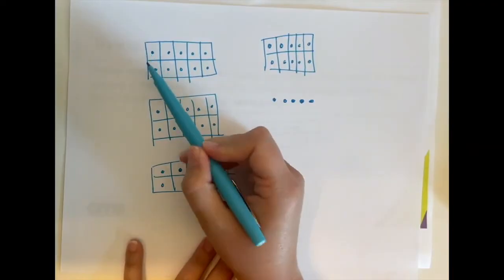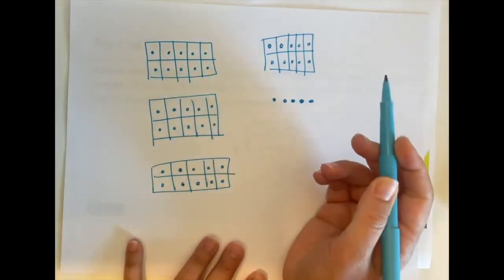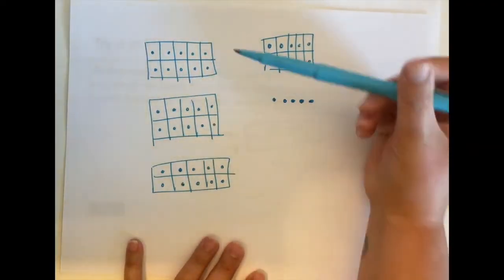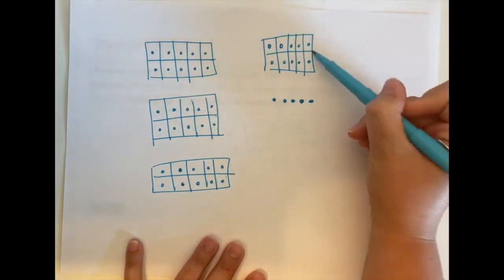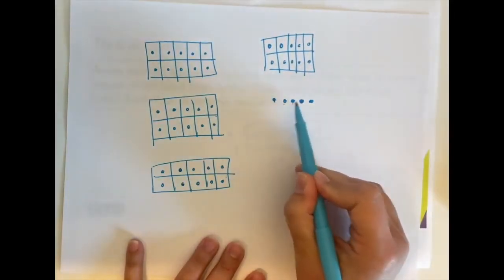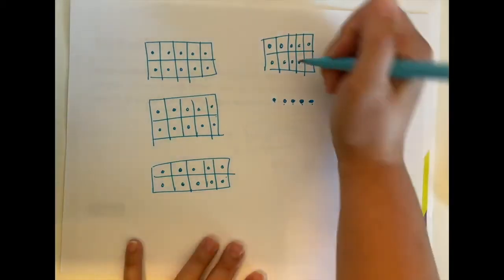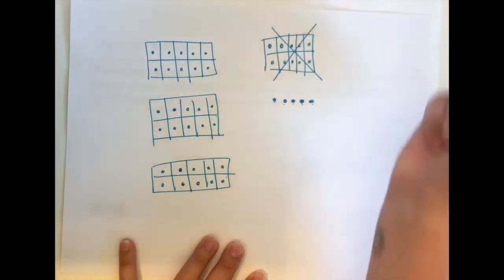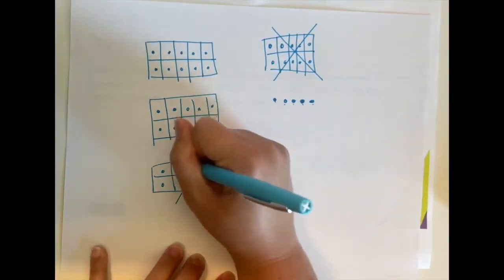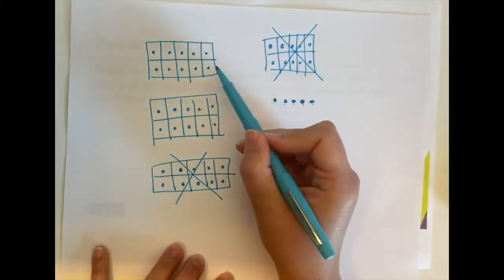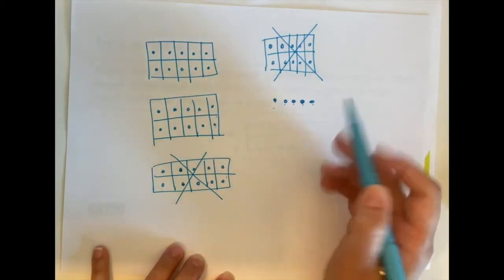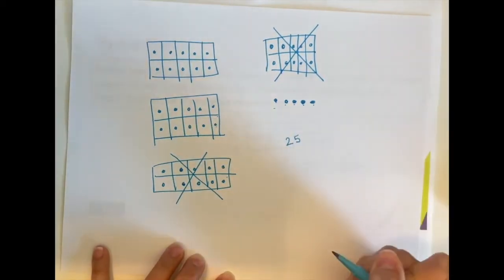Tens frames are a group of 10 in a frame. So here I have 10, 20, 30, 40, 41, 42, 43, 44, 45. And I know that I need to subtract 20. So I will take away one group of 10 and a second group of 10. That leaves me with 25.